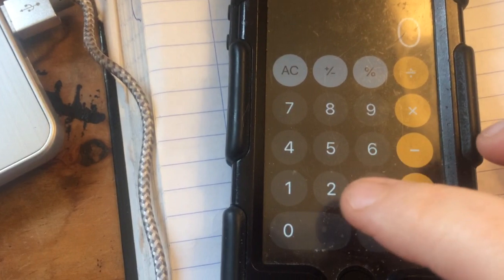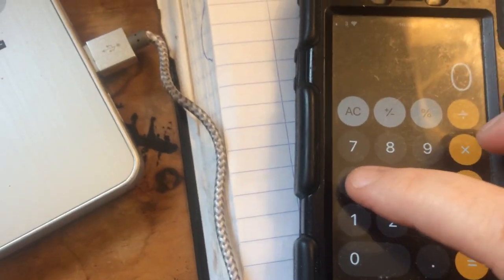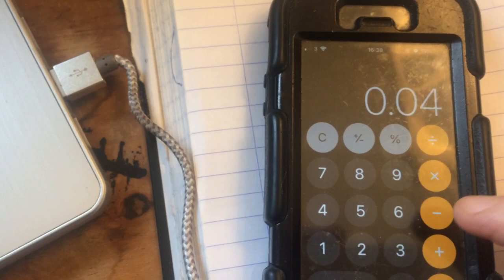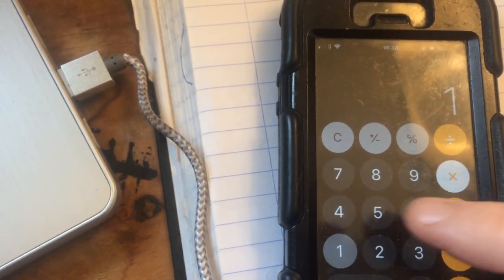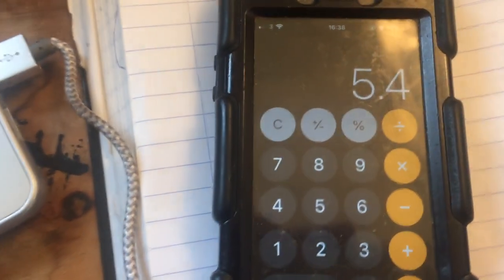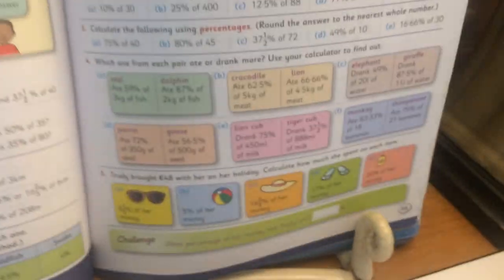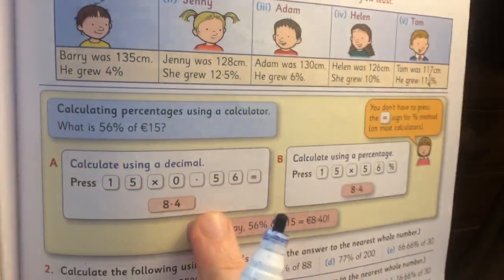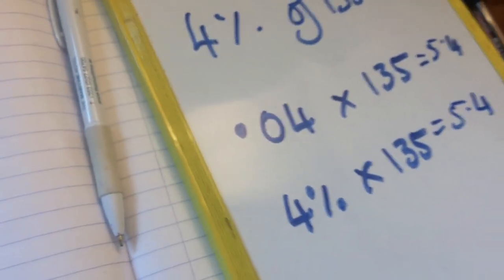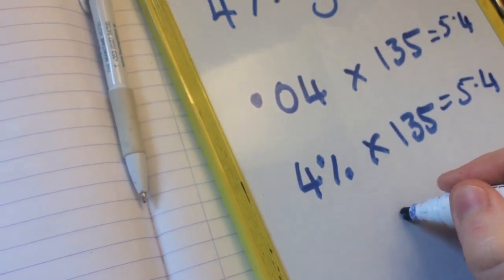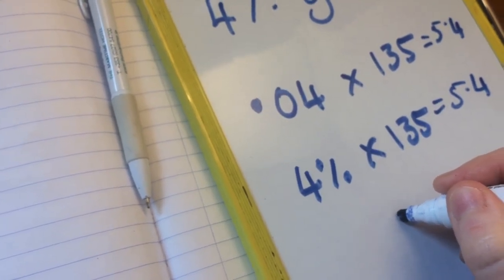Let's see if we get the same when we use our percentage thing. So we have to clear it. Right, so we were doing 4%. See, it automatically turns it into a decimal for you. Multiplied by 135 equals. Same answer. Now, in your example down here, you can work that away. I found out that it's 5.4, so what do I have to add that to, to work out how much each grew?